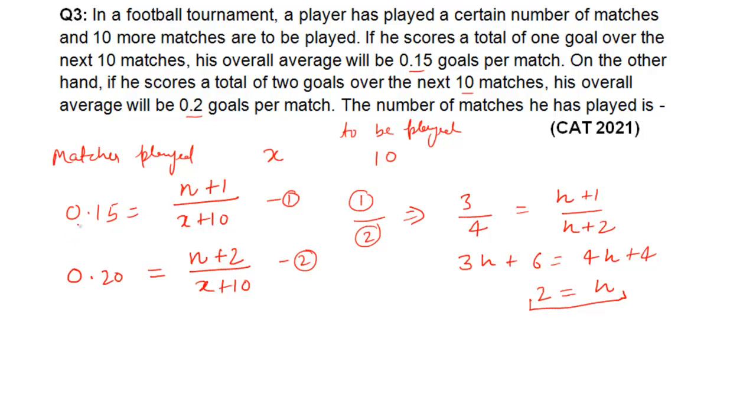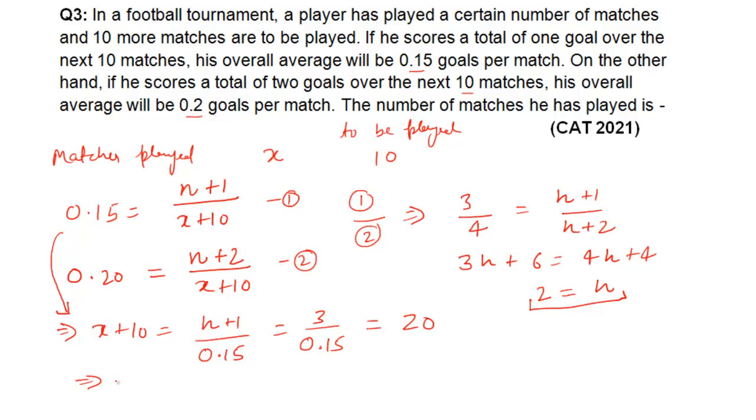So the number of matches you can find from any of the equations. I am just putting this value of n into equation number 1, and I will get x plus 10 is equal to n plus 1 divided by 0.15. So that is 3 divided by 0.15, and this is 20. X plus 10 is equal to 20, or I can write x is equal to 20 minus 10, that is 10. So this is the answer. The number of matches he has played earlier is 10. No option is given, so 10 is the answer.